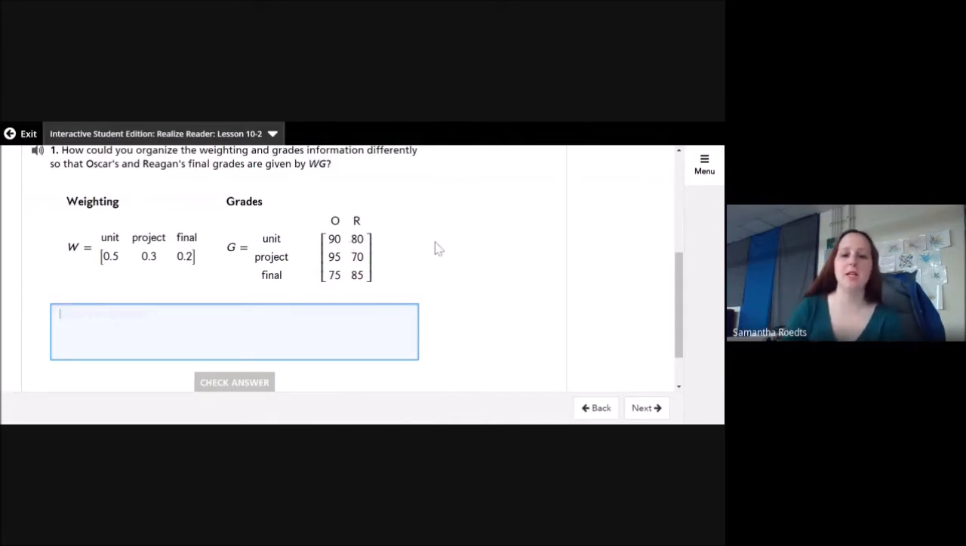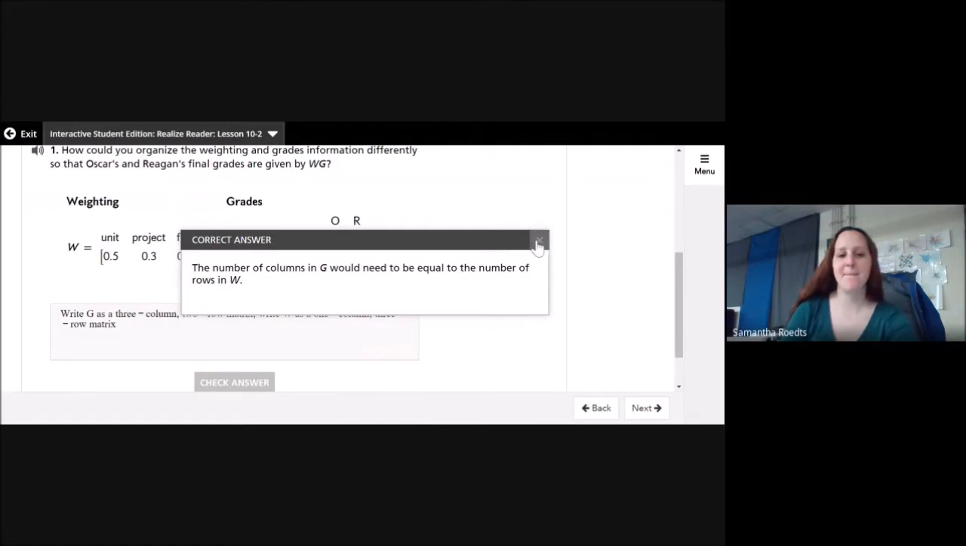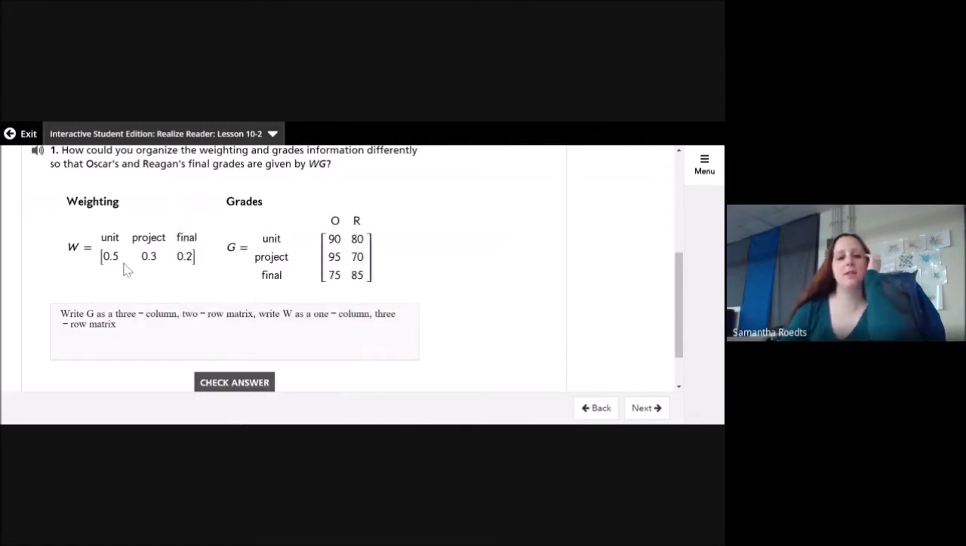So basically what I could do with G is I could flip it so that I have R and then O, or O then R. And then with W, I could flip it this way. So I could write G as a 3-column, 2-row matrix and write W as a 1-column, 3-row matrix. So basically right now this is considered a 1 by 3 matrix and this is considered a 3 by 2 matrix. So 3 rows, 2 columns, and this is a 1-row, 3-column matrix. So those two middle numbers, the 3 and the 3, need to be the same in order to actually multiply them.